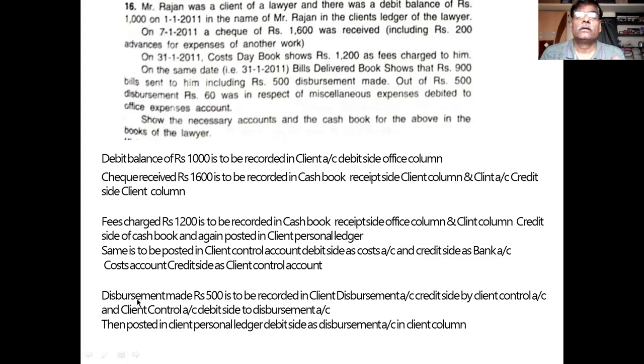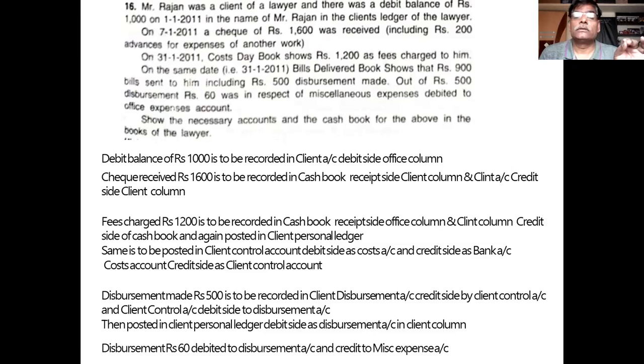And the next step is regarding disbursement. Out of 900, 500 is disbursed. Okay, so this disbursement first you have to take on the control account debit side, disbursement account credit side, and thereafter 60 rupees is there, and this is recorded in the personal account, third step. First control account debit side, second disbursement account credit side, then you have to record in the client account debit side. Okay, 3 times you have to enter it. And next is expense, 60 rupee expense, disbursement account debit side, expense account credit side, adjustment.